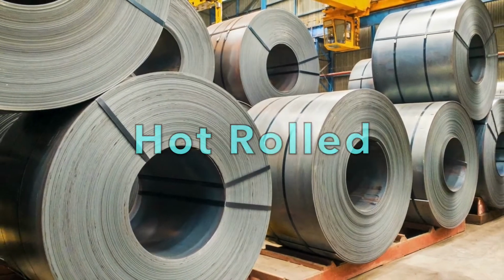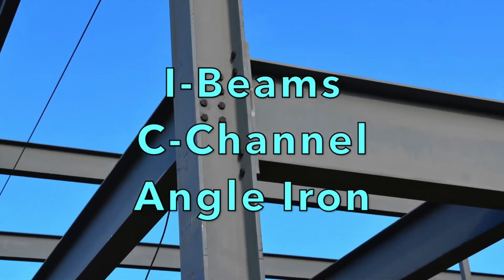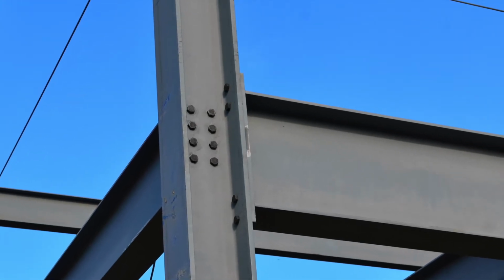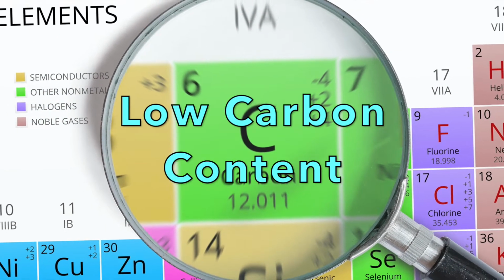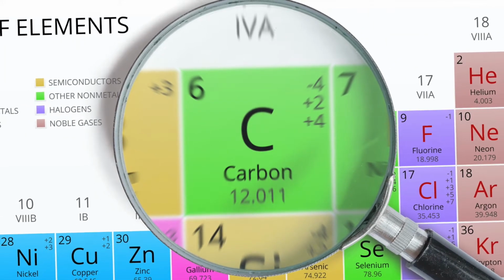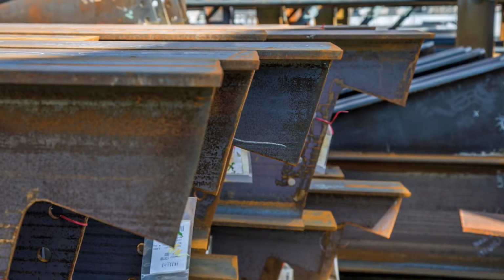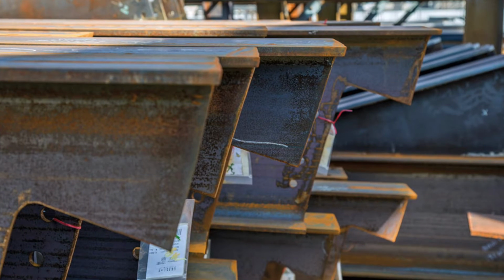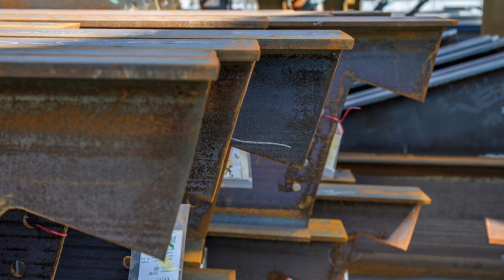Hot-rolled steel is a material that is most commonly used in the construction and structural industry. I-beams, C-channel, and angle iron are all made out of hot-rolled steel. Hot-rolled steel has low amounts of carbon. Due to the low amounts of carbon residing in the steel, it is able to be manufactured, rolled out, and shaped easily. It is because of this process of hot rolling that it leaves a film over the metal called mill scale. The mill scale covering is what also helps to easily identify hot-rolled steel visually.